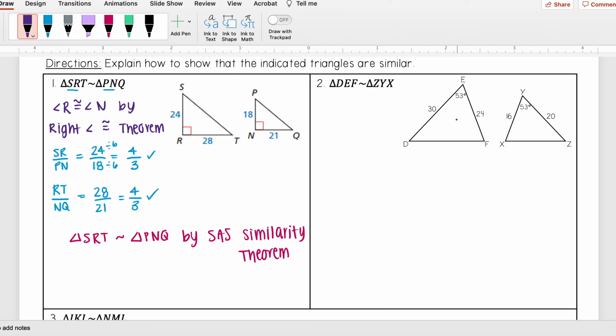Okay, let's try another one. So here I want to show that triangle DEF is similar to triangle ZYX. So first I'm looking for a congruent angle. I see that both angle E and angle Y are 53 degrees. And so since they're both 53 degrees, that means that angle E is congruent to angle Y by the transitive property.